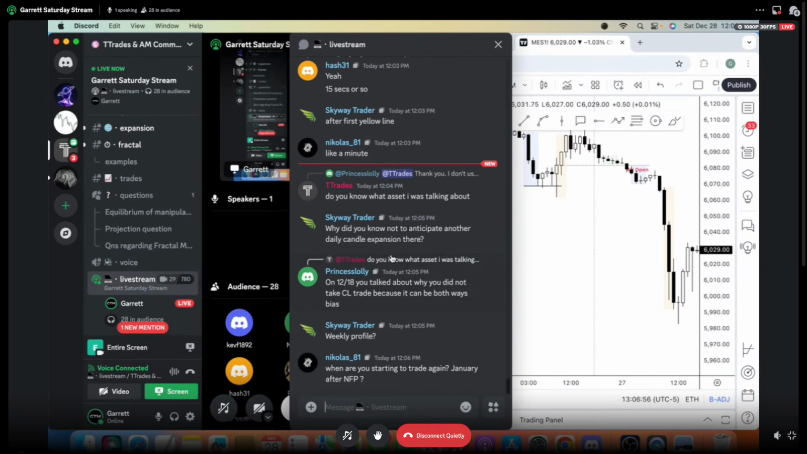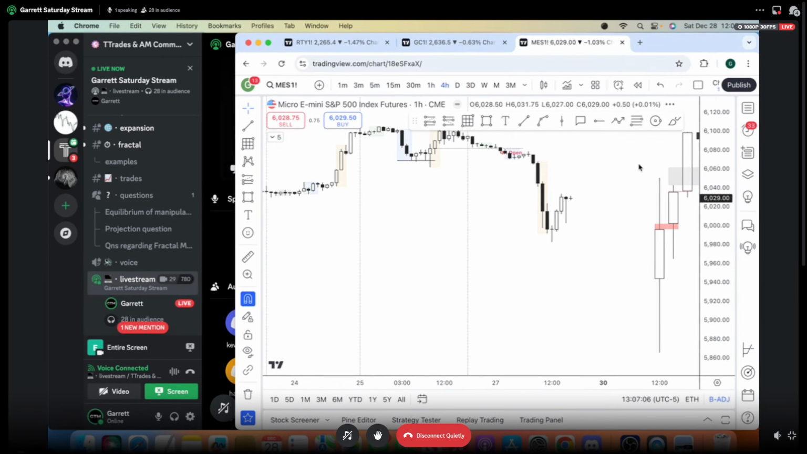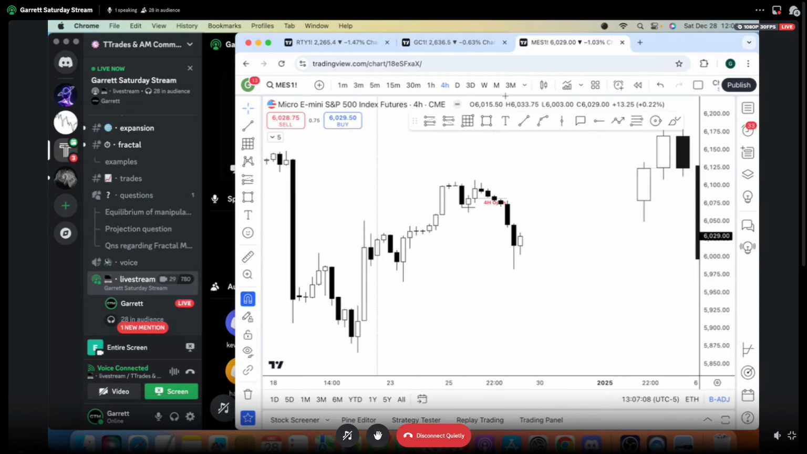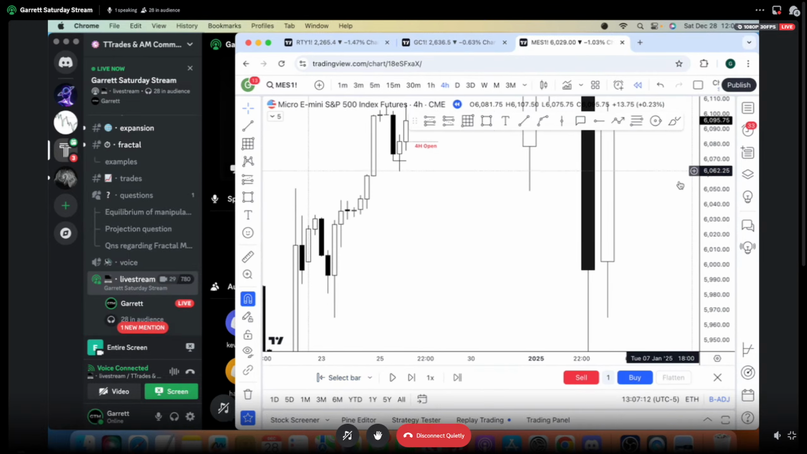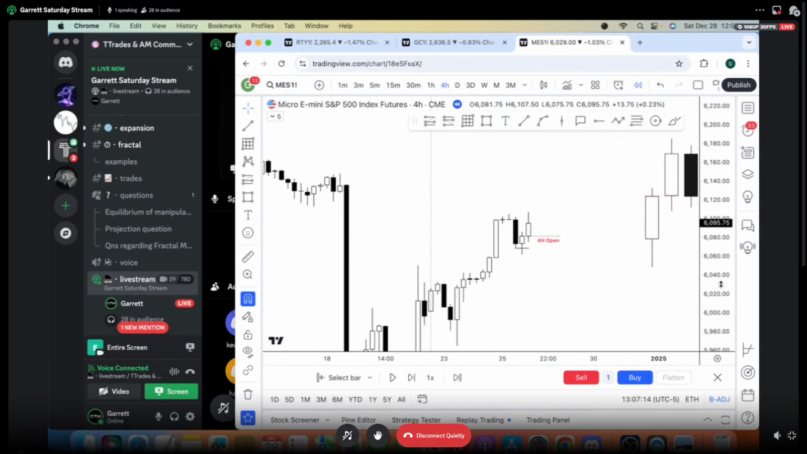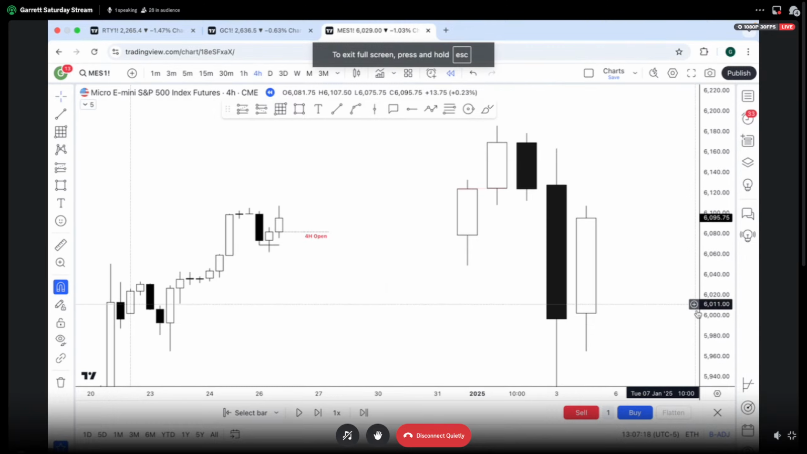Why do you not wait? Why do you know not to anticipate another daily expansion? Oh, yeah, sure. So again, what do expansion candles have in common? Any expansion candle, by the way, it can be a 4-hour, it can be any candle in the market. They all have these small opposing runs, right? So what does that mean?